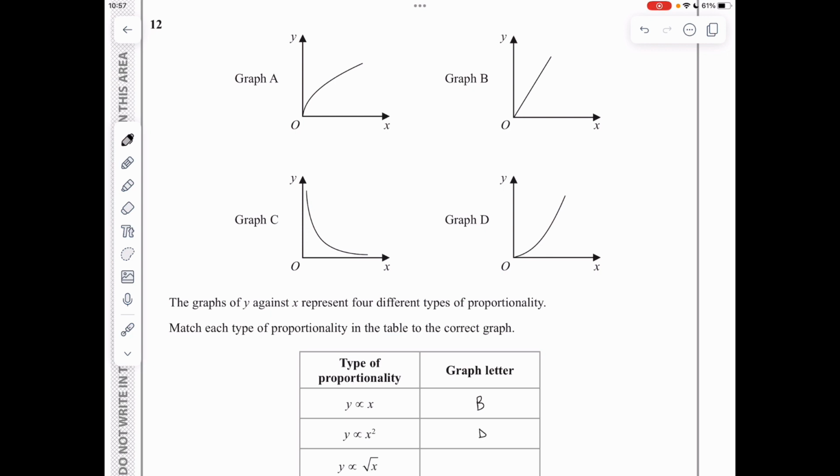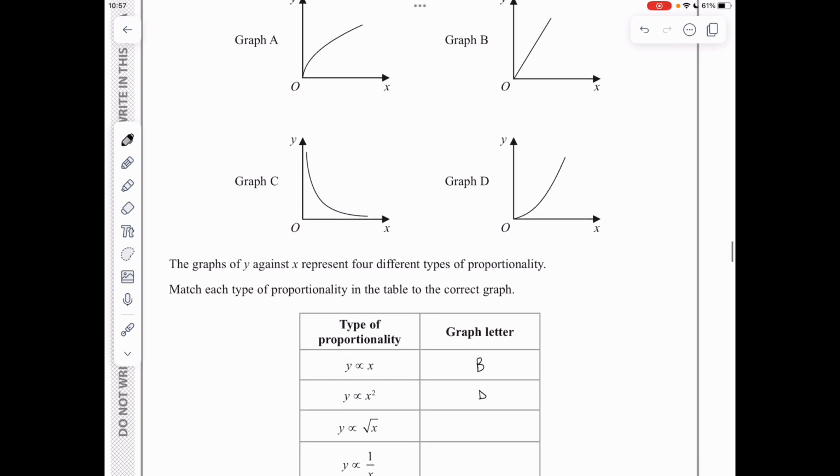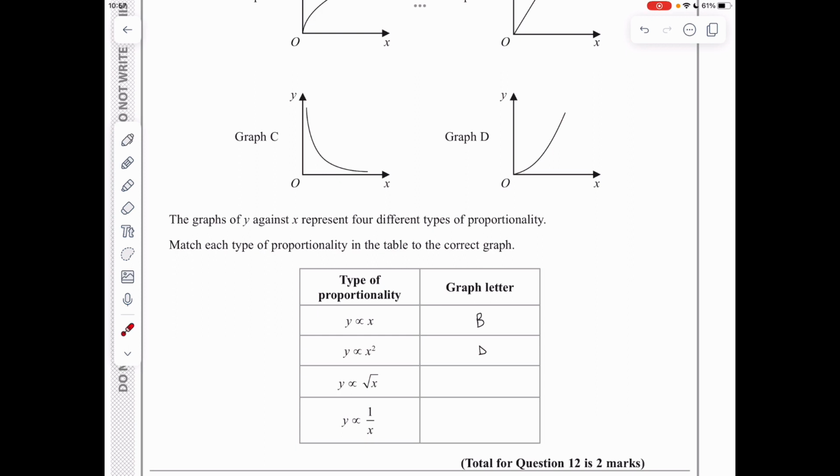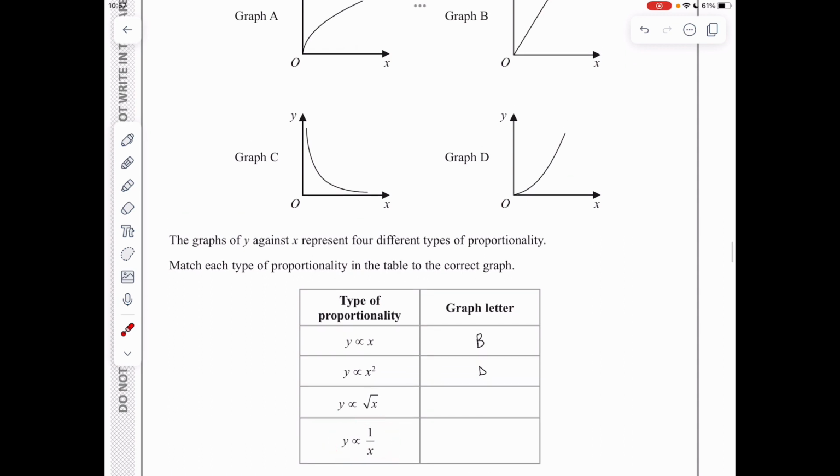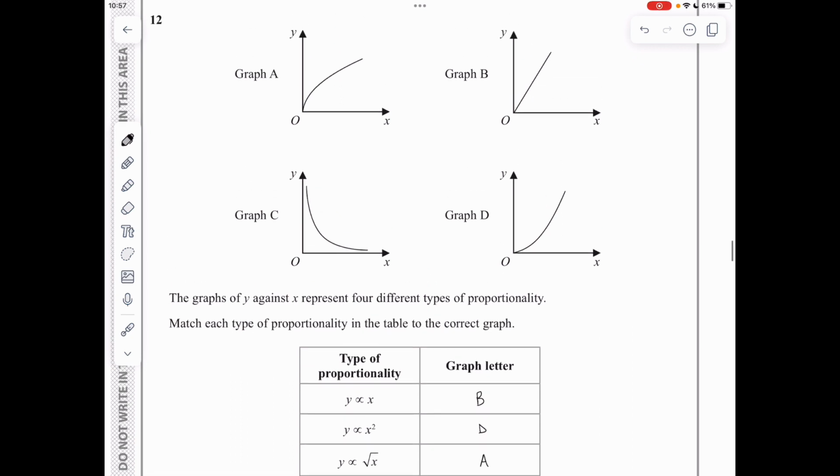Now, for the root of x, if we're not sure, we can look at the next one. We've got y is proportional to 1 over x. This is inverse proportion, so as x increases, y decreases, so it's graph C here. So C is here, and by a method of elimination, y being proportional to root x must be graph A. The square root graph looks something like this, so this matches graph A.